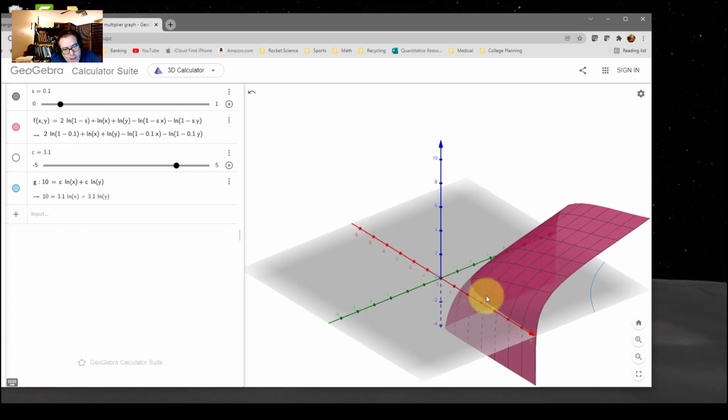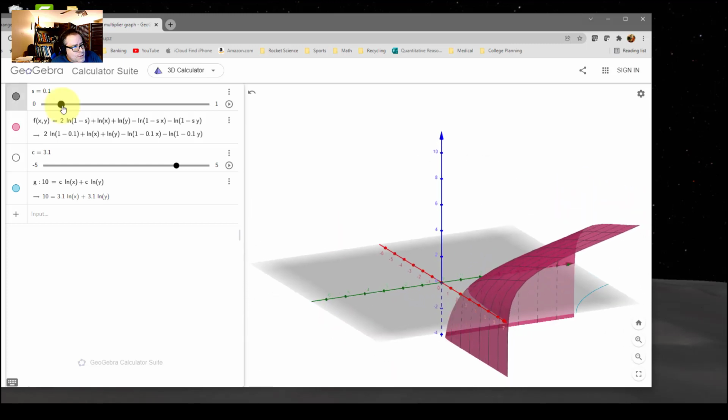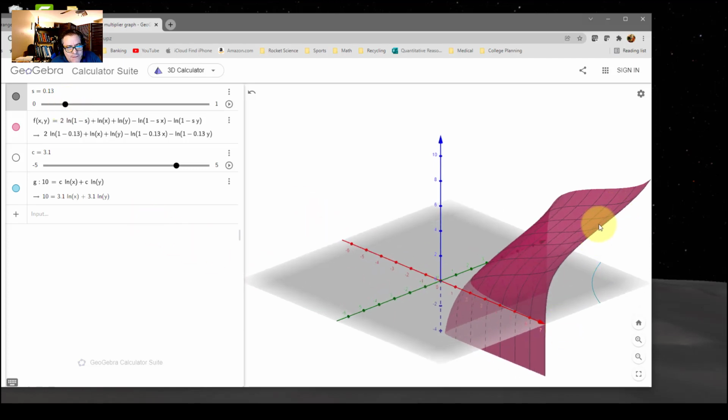It's symmetric about that line y equal x. The effect of that slider is basically just to change that surface. But the principle of Lagrange multipliers is that we're looking for a minimum value of this function, but subject to the constraint that is down here as this curve. So changing that value c adjusts where that curve is.